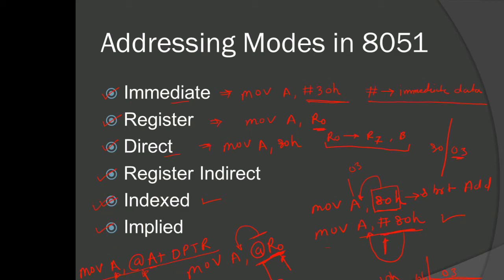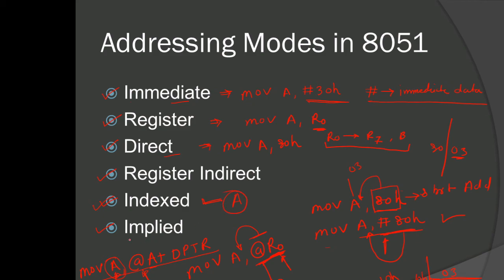Another example of indexed addressing mode is, let me write here, MOVC A, @A+PC, that is program counter. If you observe both the instructions, the destination is always accumulator. So these indexed addressing mode instructions always have destination as accumulator.